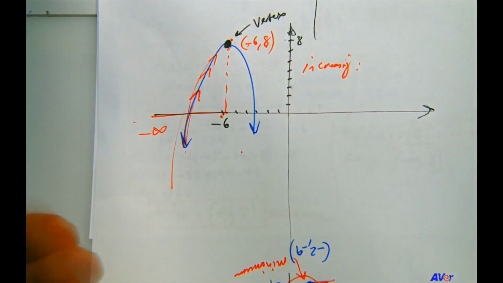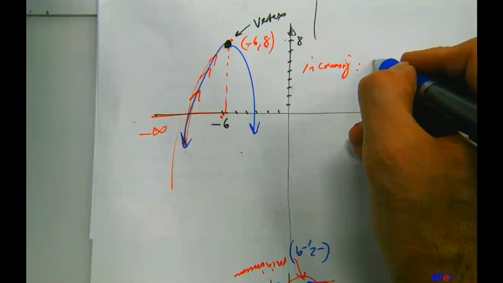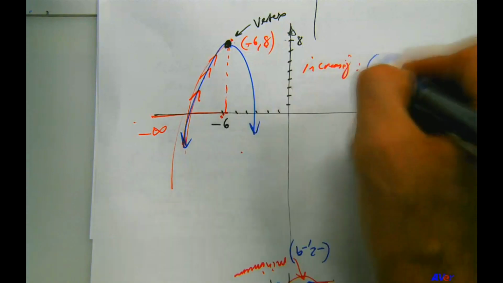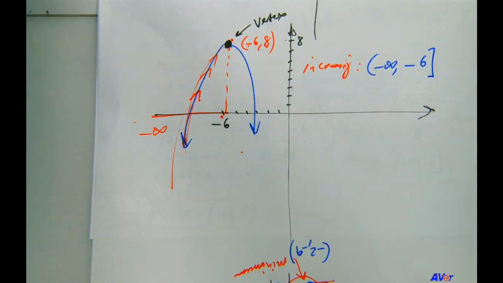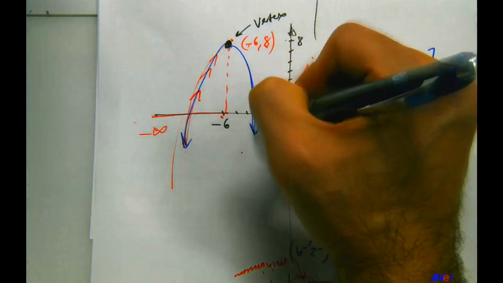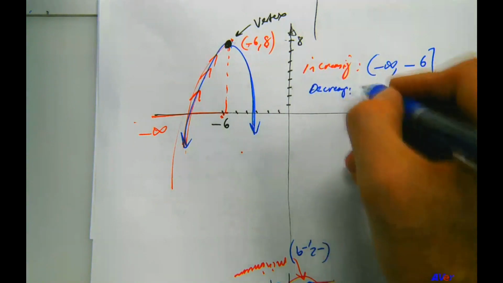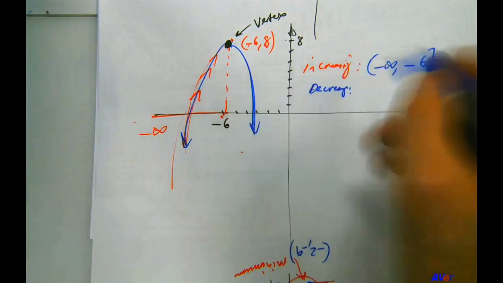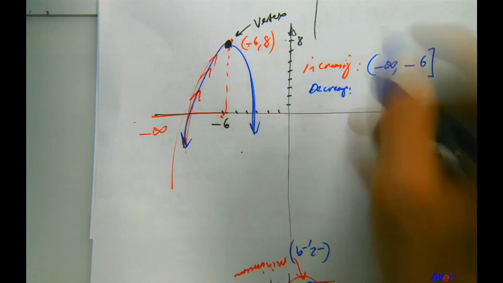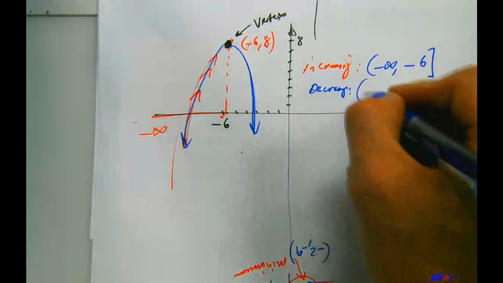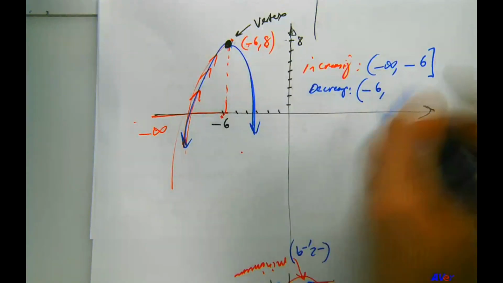So we have increasing over (negative infinity, comma, negative 6 bracket. Okay, then it comes back down again, so it's decreasing after that. So decreasing from negative 6. I used a bracket here, so I'm going to use parentheses here. From negative 6 to positive infinity.